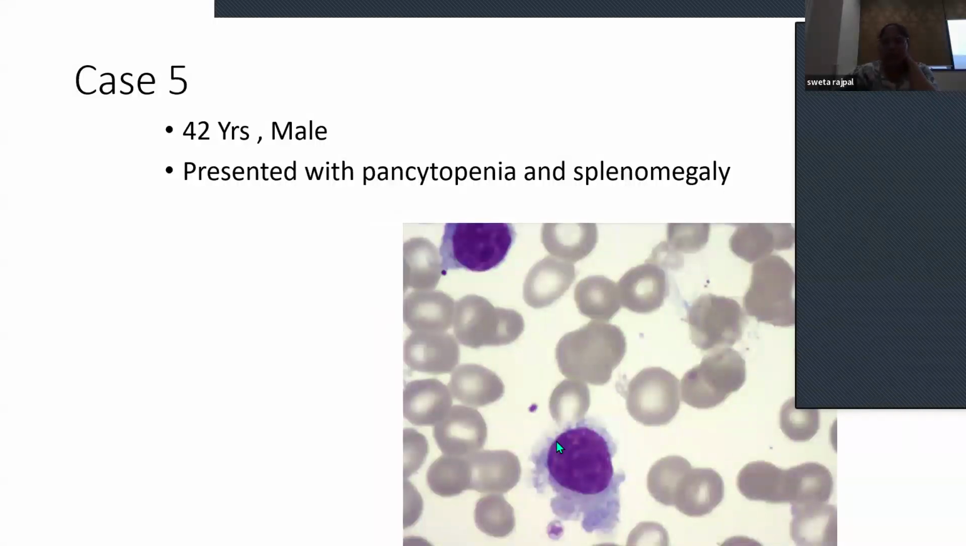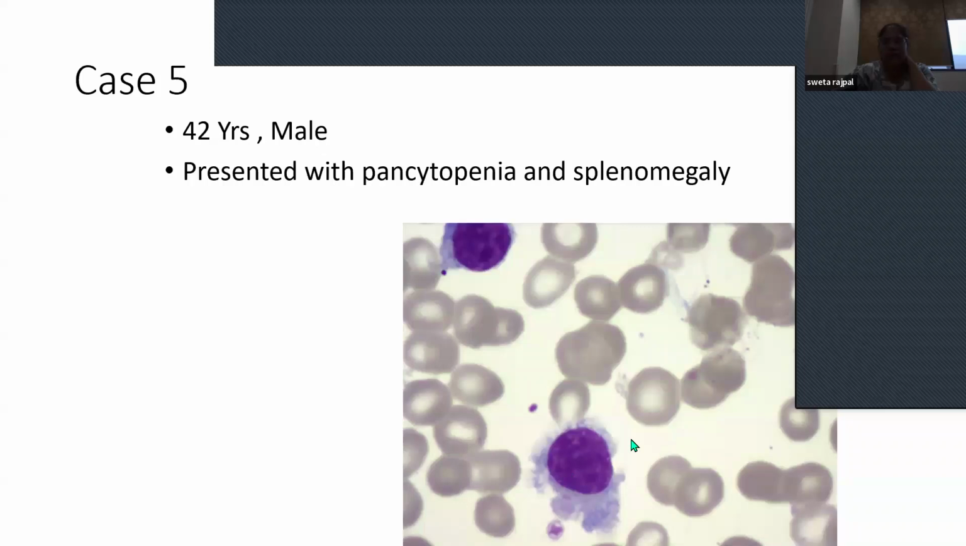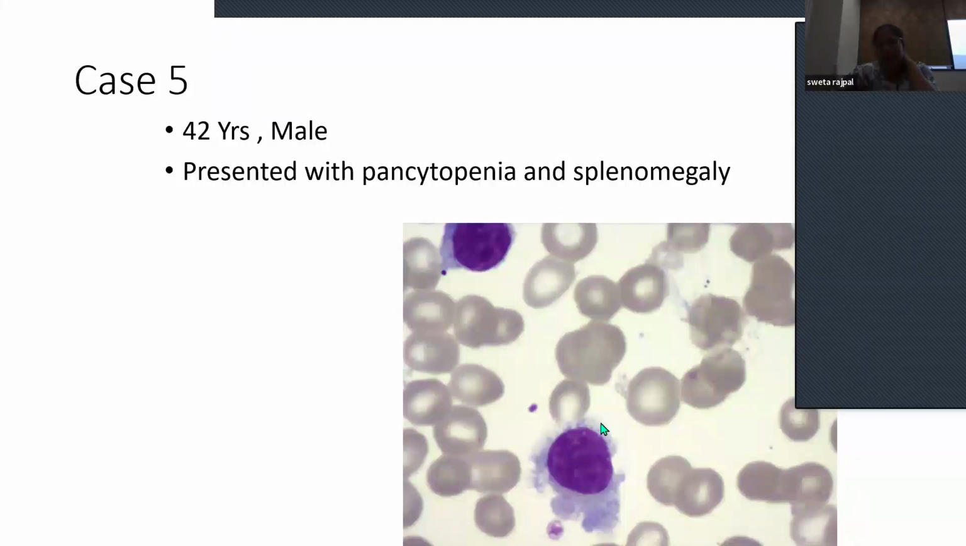As compared to the previous slide, what we can see is these cells are a little larger. And can you appreciate these projections that are there? The cytoplasm is more, and we are seeing projections, and this chromatin is not as dense as we saw in the previous case. So this is a case of hairy cell leukemia.